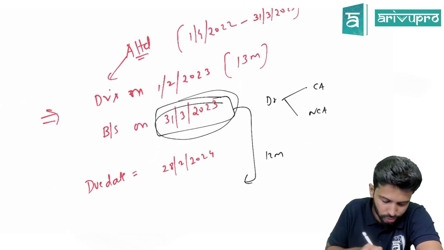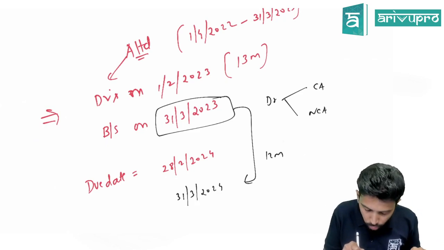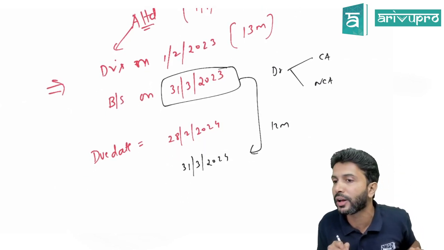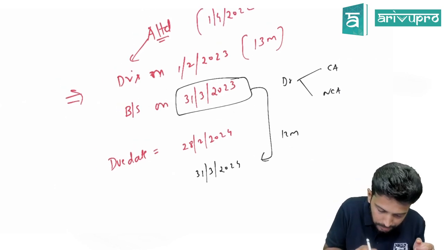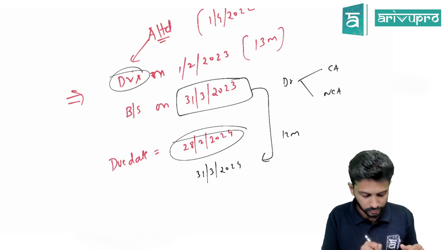You add 12 months to this date, what it will be? 31st March 2024. Are you realizing the money from your debtor within 31st March 2024? Yes or no?